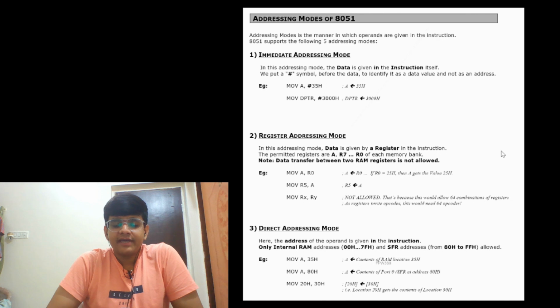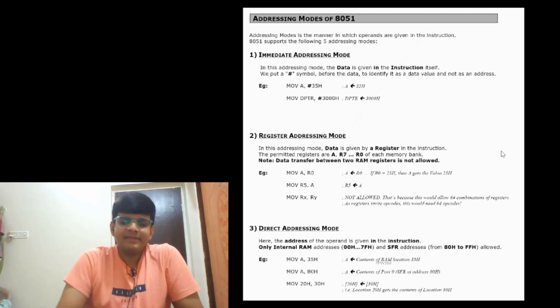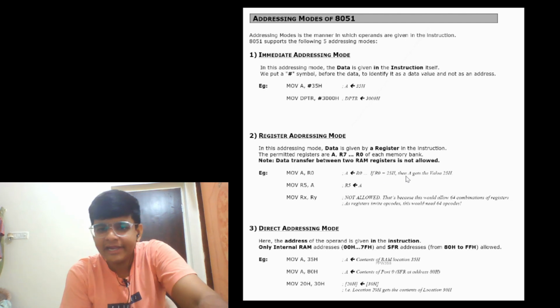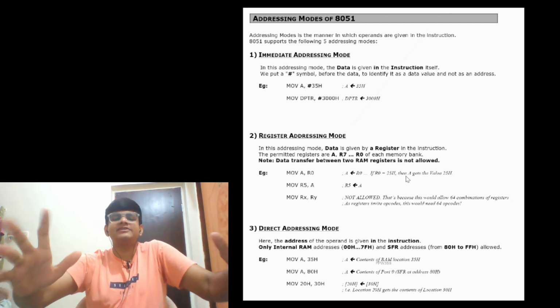In MOV A comma R0, A is the address of the destination and R0 is the address of the source. So the product is stored at the R0 location. Whatever R0 depicts, it is the address of that location, the R0 register. That means the R0 register has the data, and it will be sent into A. If R0 contains the data 25, what will happen? A will get the value 25. That's the simplest way you can understand.